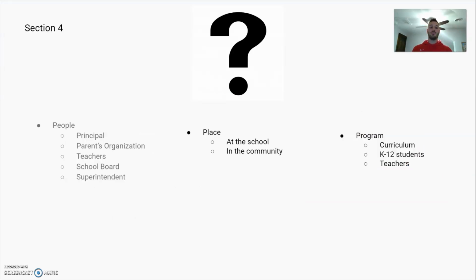Section 4, people. So it's the principal and myself, the parents' organization, teachers, school board, and superintendent, because ultimately what this organization decides to do will affect me, the principal. It will affect the teachers, and then the school board, and also the superintendent. It's at the school and in the community. Program, curriculum, K through 12 students, and K through 12 teachers is who it would affect.